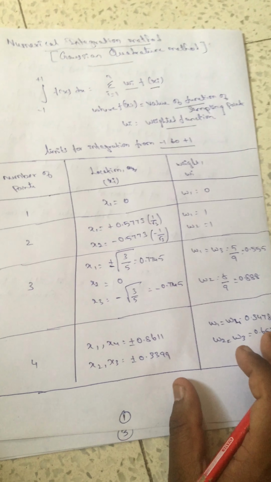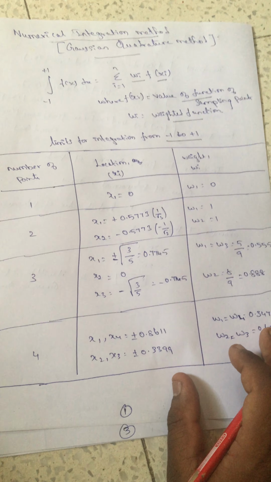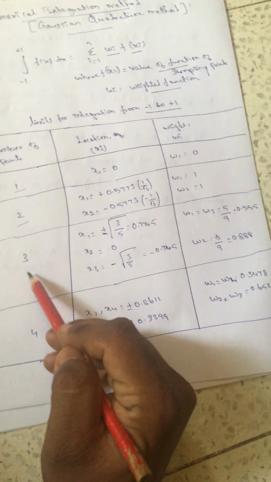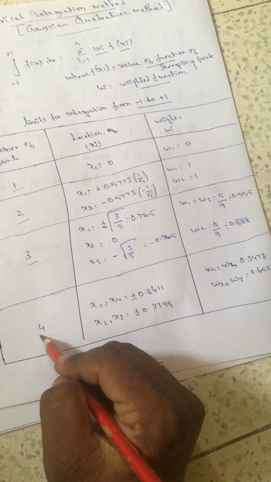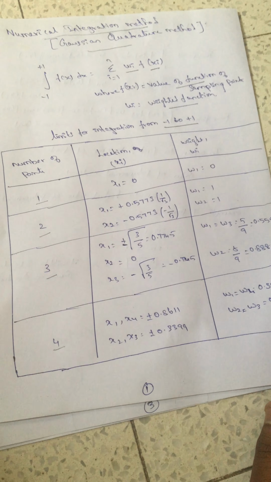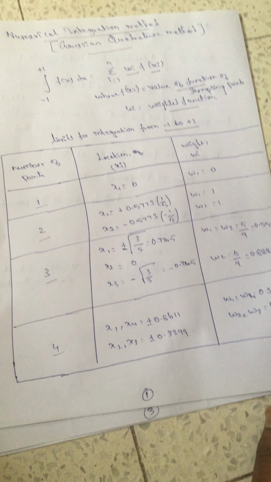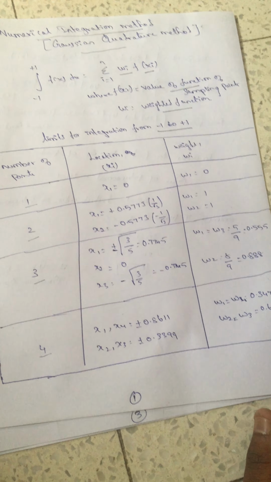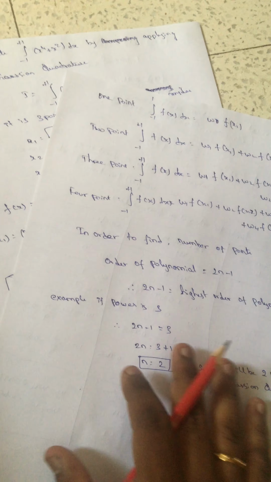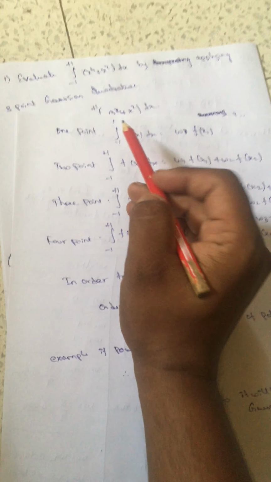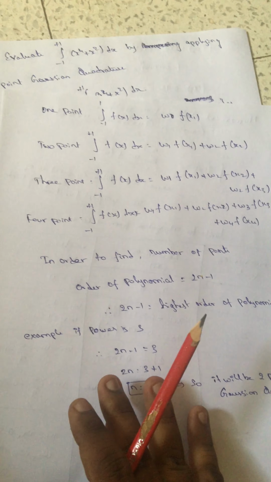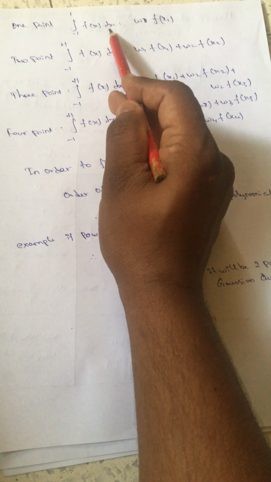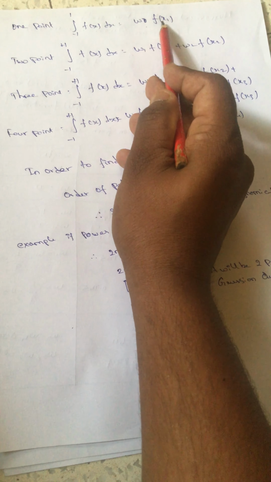So now generally in Gaussian quadrature there are four types, that is 1-point, 2-point, 3-point and 4-point Gaussian quadrature method. So you have to find the number of points first, then you have to solve it, right? So the equation will be like this. For 1 point the equation will be: integral -1 to +1 f of x dx is equal to w1 f of x1.